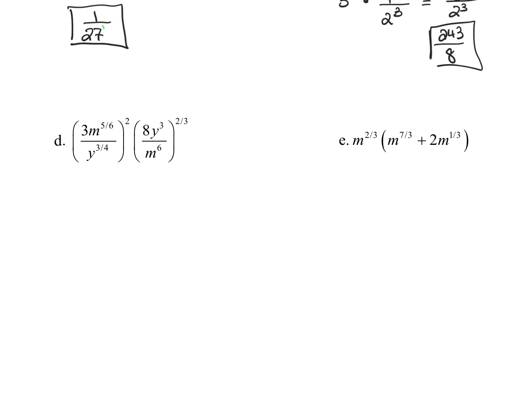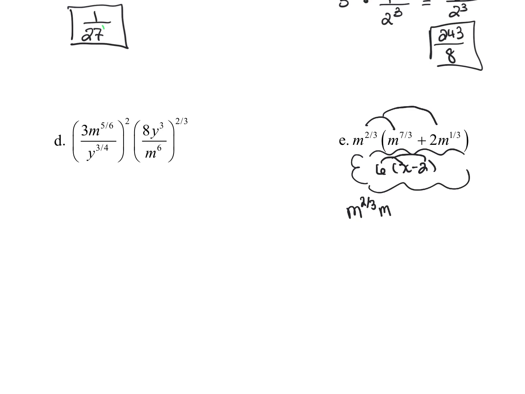I'm going to do letter E first, a little bit out of order. So just one little trip down memory lane, little trip. If I had 6 times x minus 2, you would distribute that in. So I'm going to do the same thing. I'm going to distribute this in. So I'm going to get m to the 2/3 times m to the 7/3 plus m to the 2/3 times 2m to the 3rd.